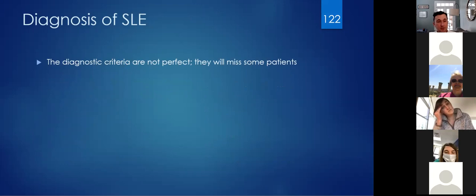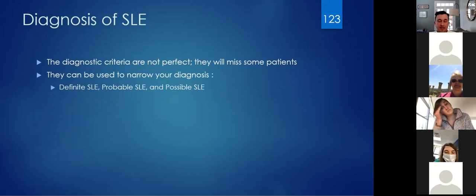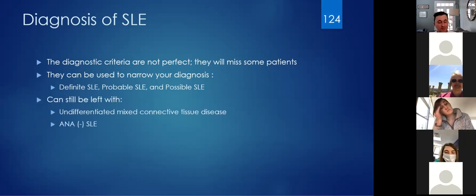Now, all that said, these diagnostic criteria are not perfect. They're going to miss a lot of patients. So they can be helpful, though, in narrowing your diagnosis into these three big categories. So definite lupus, probable lupus, or possible lupus. But again, that still doesn't get everybody, because you're still left with this undifferentiated MCTD type folks. And then there's a small subset of lupus patients who are ANA negative. Okay, so the whole point of this is there's no great way to go about diagnosing lupus. Just it needs to be something that we're thinking about more often.